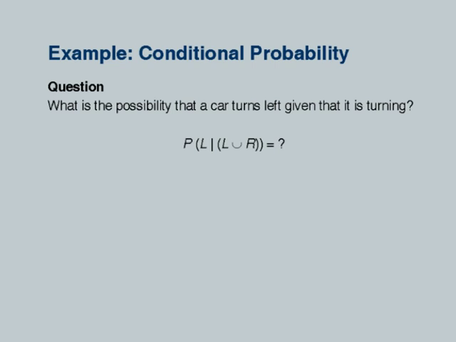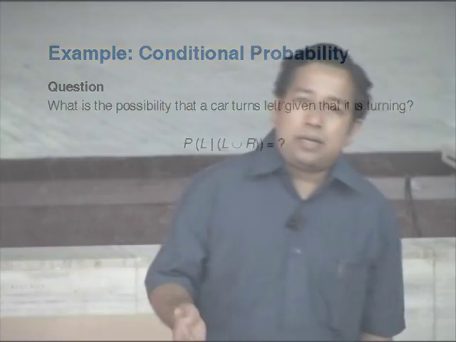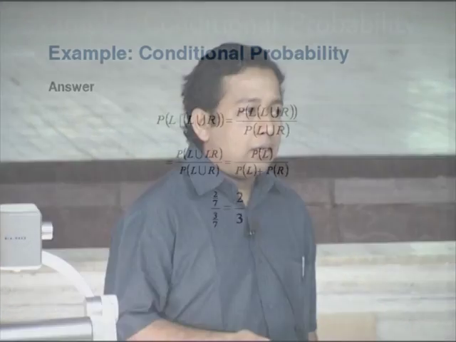Now, the question is what is the possibility that a car turns left given that it is turning? So, you know that it is turning, it is not going straight. What is the possibility that it goes in the leftward direction? This is the probability we have to find out: P of L given L union R. L union R means it either goes toward left or goes toward right. Can they happen simultaneously? No. So, you know that L union R is nothing but L plus R.